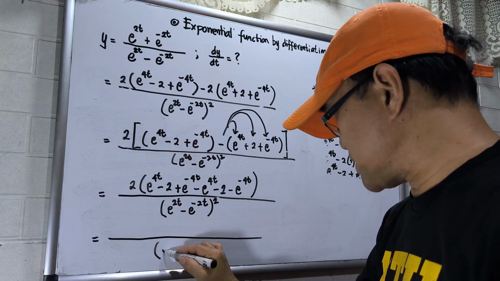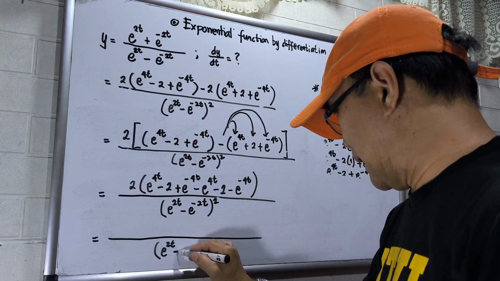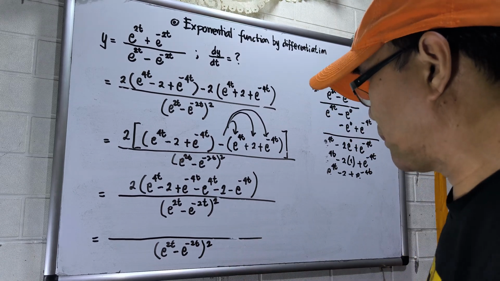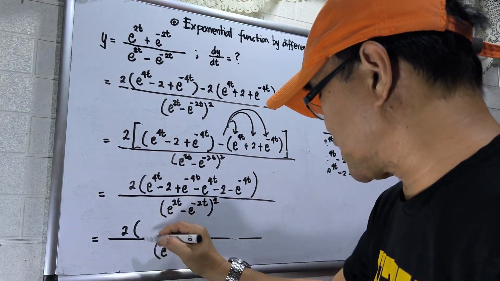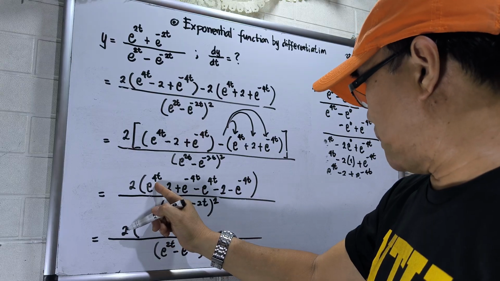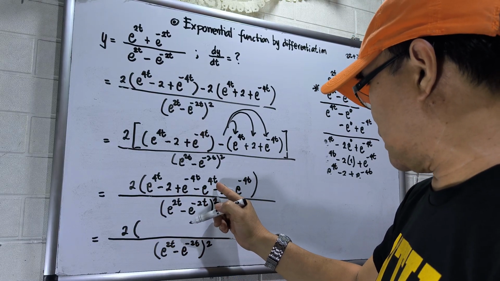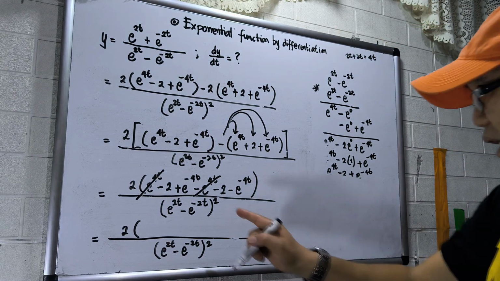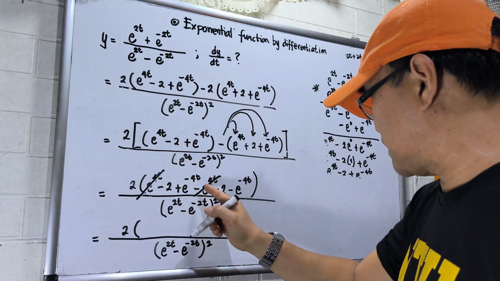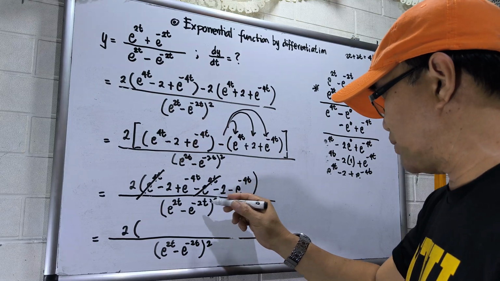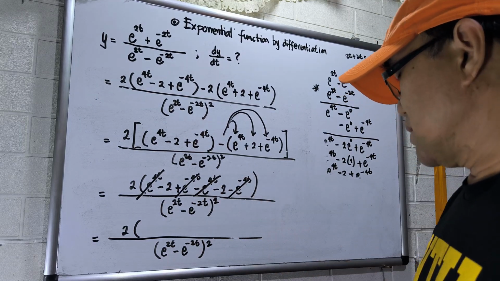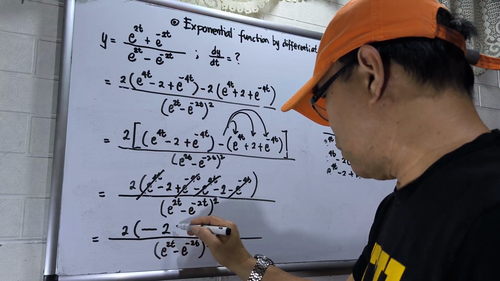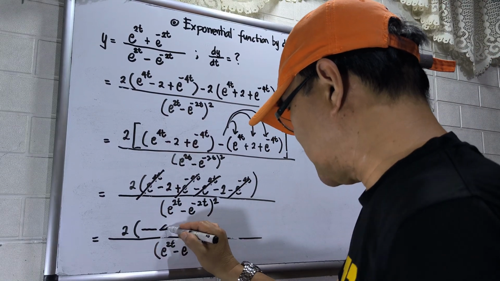Okay, this will be square brackets e raised to the 2t minus e raised to the negative 2t squared. Okay, so this will be 2. Then circle brackets, e raised to the 4t and minus e raised to the 4t. This will be crossed out. What else? e raised to the negative 4t minus e raised to the negative 4t. This will be crossed out. So this will be negative 2, negative 2. This will be negative 4. Sorry. This will be negative 4.